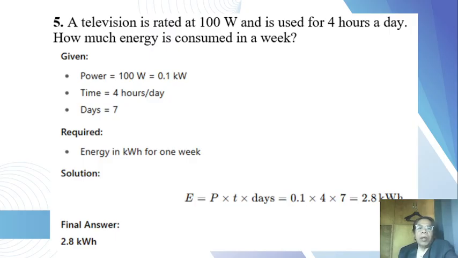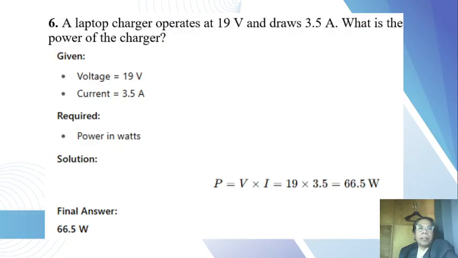So you have 0.1 times 0.4 plus 7. And you have 2.8 kilowatt hour. Next, number 6. A laptop charger operates at 19 volts and draws 3.5 amperes. What is the power of the charger?